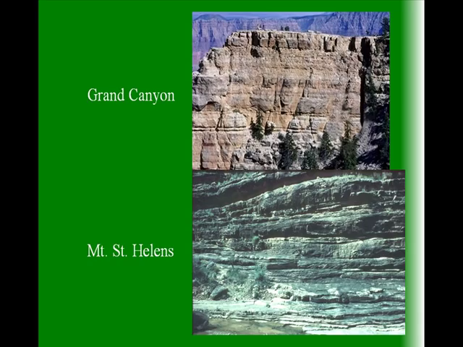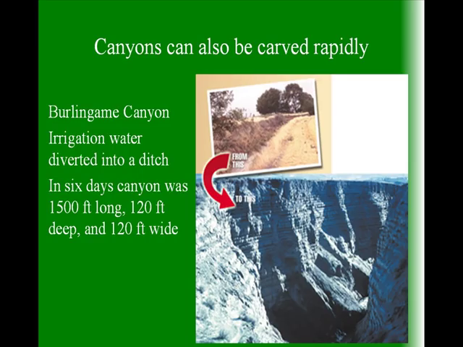There are some rocks from Grand Canyon, and there are some from Mount St. Helens, and at least to me, I'm not a geologist of course, but it looks to me like those are similar to one another. Then it's also worth noting that just as layers can be laid down quickly, canyons can also be carved quickly. So this canyon here, water was diverted into a ditch, and then look, in not very much time.